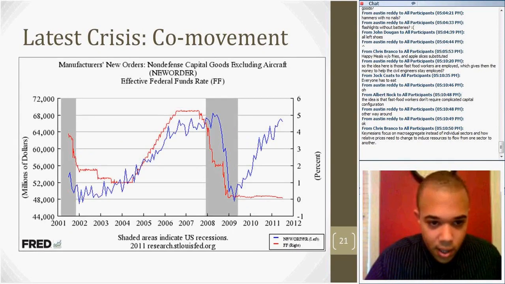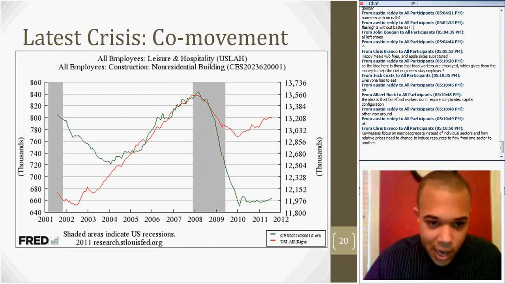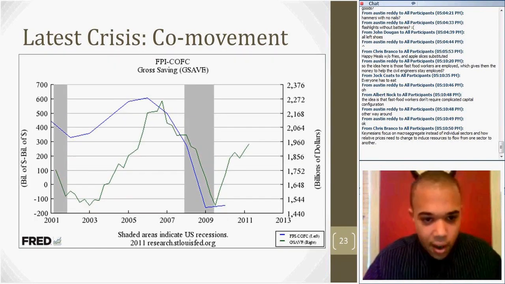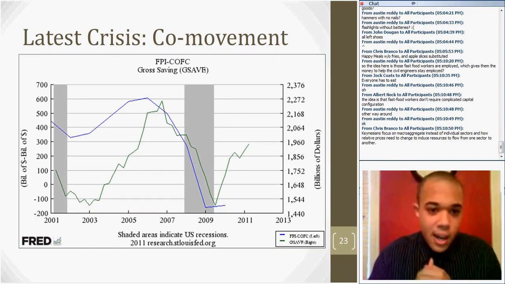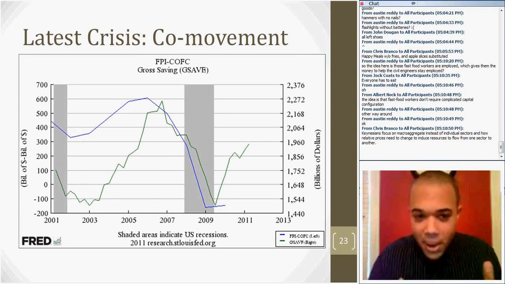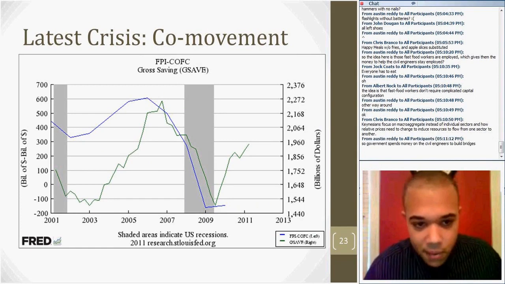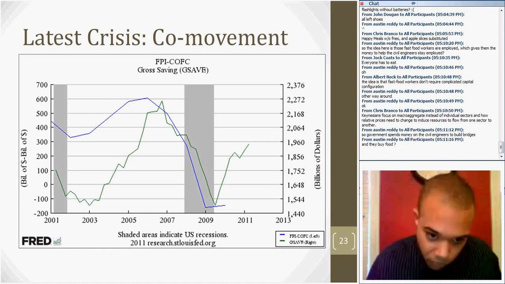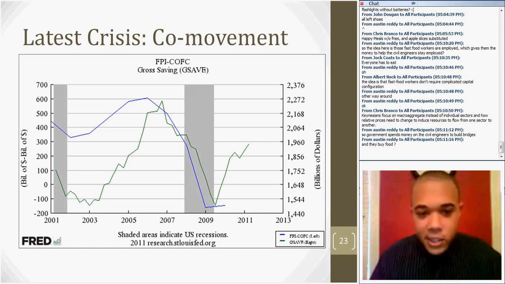If I can quickly go to, let's see, I have all these things I was trying to measure: the capital stock in different ways. Okay, so here is my measure of savings versus, and this is our best measure of net investment. FPI is fixed private investment. COFC is consumption of fixed capital. And we can look, and there's basically co-movement in the data there too.